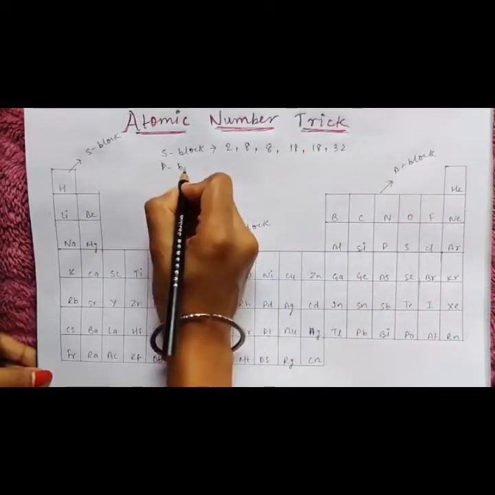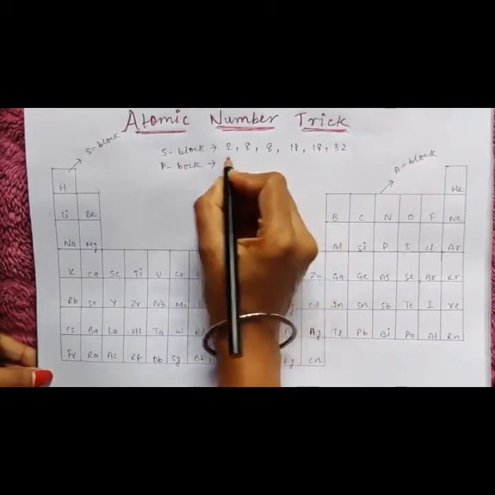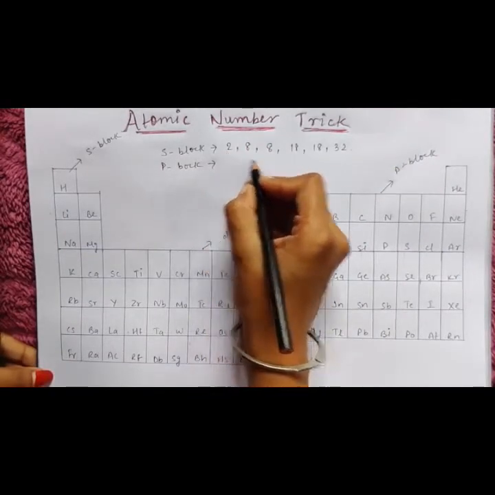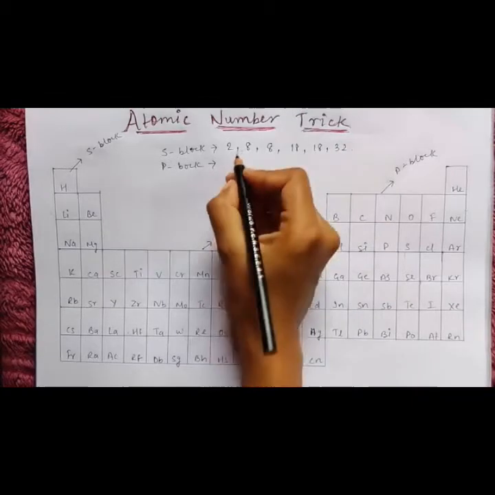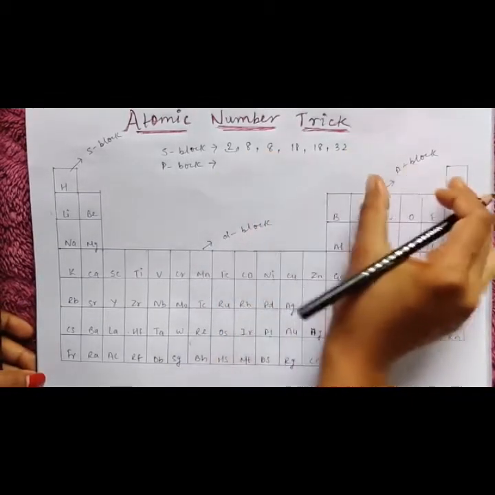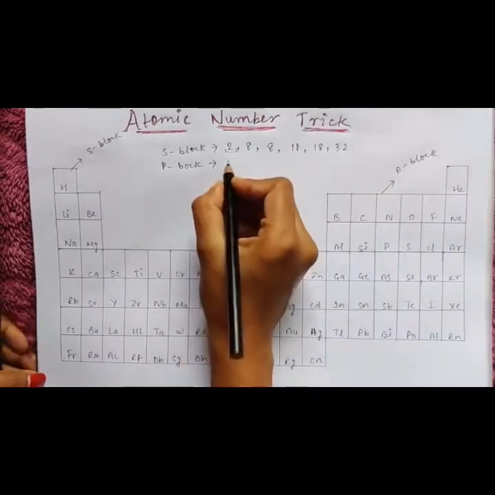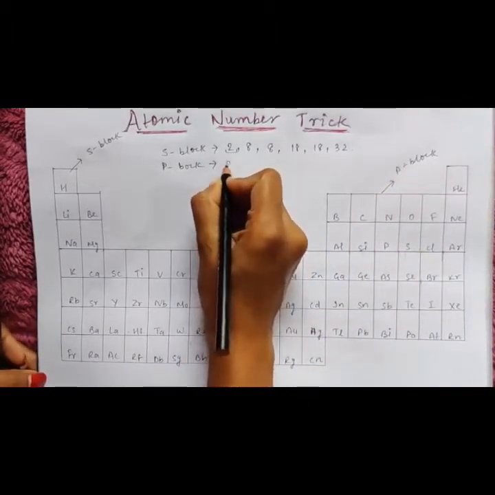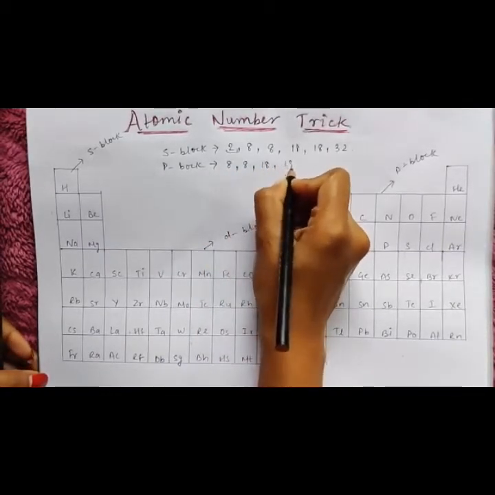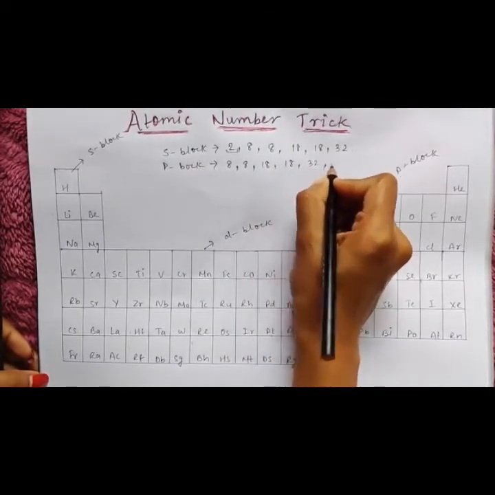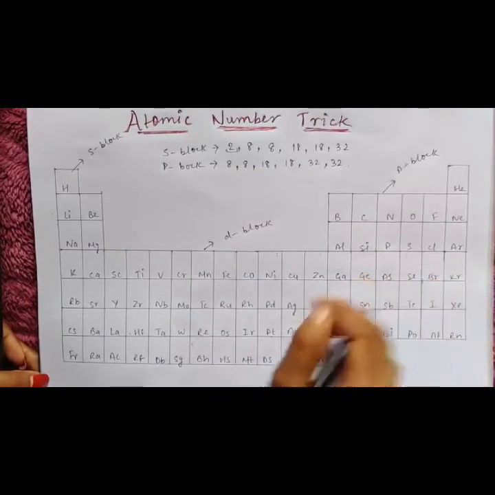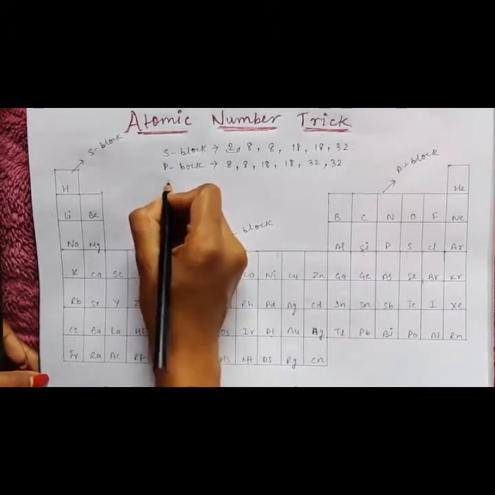So that order is 2, 8, 8, 18, 18, 32. Same order for the S block and P block. There are no changes. If you know this order, you can write the atomic numbers of the elements.